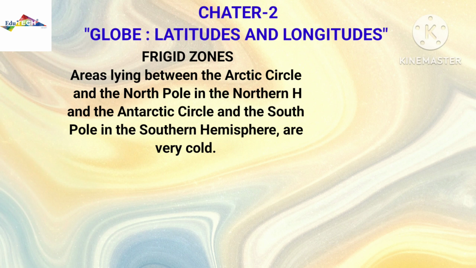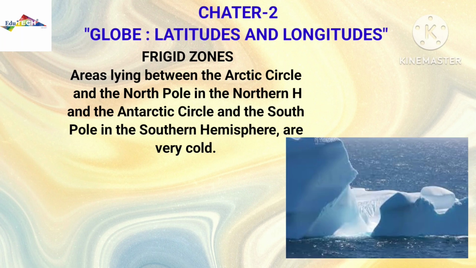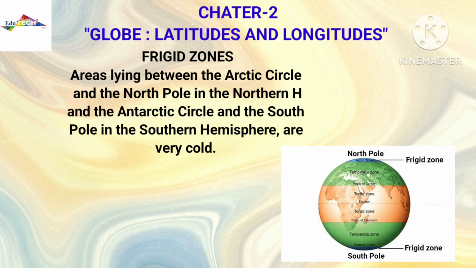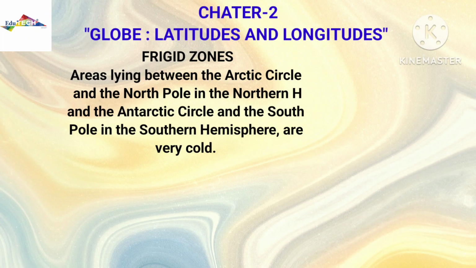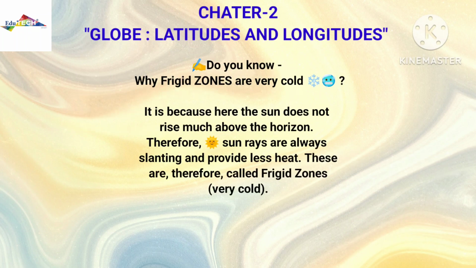What are the freeze zones? The areas between the Arctic Circle and the North Pole in the northern hemisphere, and the Antarctic Circle and the South Pole in the southern hemisphere, are very cold. Do you know why the freeze zones are very cold? It is because here the sun does not rise much above the horizon. Therefore, the sun's rays are always slanting and provide less heat. These are therefore called freeze zones or very cold zones.